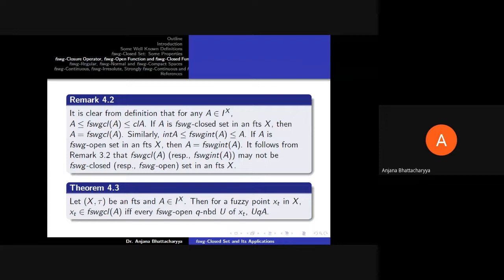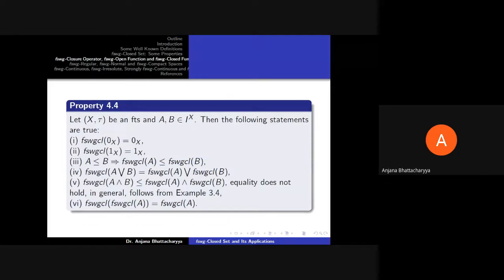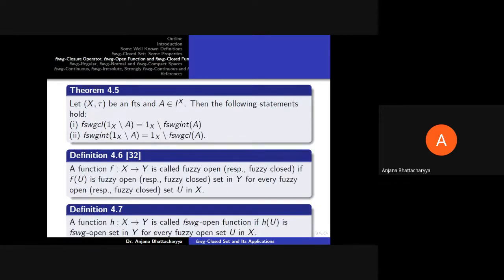Similarly for open. Now it is an important theorem that for a fuzzy set A, if x_t is a fuzzy point, x_t belongs to FSWG closure of A if and only if every FSWG open Q-neighborhood U of x_t is Q-coincident with A. This is the property of the FSWG closure operator. It takes 0 to 0, 1 to 1. It is an increasing operator. It distributes over union, but not over intersection, and it is an idempotent operator. And this is the relation between FSWG closure and interior.